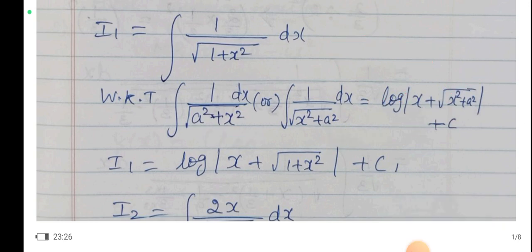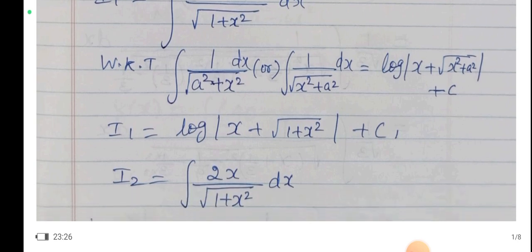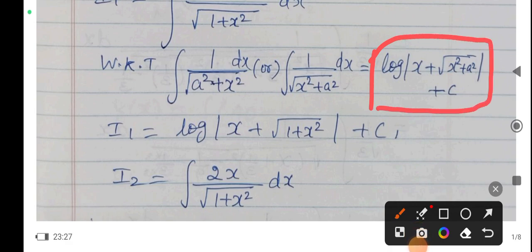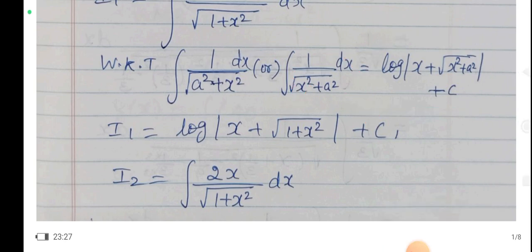Did you understand what I'm talking? So the formula is log mod x plus root over x square plus a square plus c. Here a square plus x square is nothing but 1 plus x square. So I1 is log mod x plus root over 1 plus x square plus C1. Since we have taken I1 separately, the constant we are considering as C1.